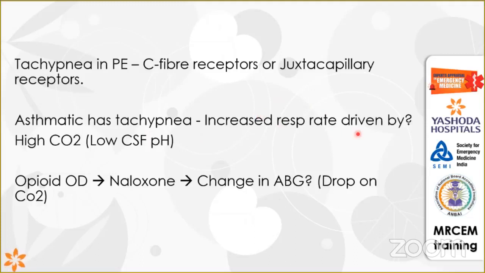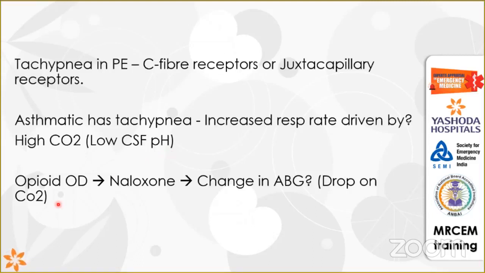Opioid overdose patient. What happens in opioid overdose? There is respiratory depression. So there is a lot of CO2 accumulating in the body. Now you have given naloxone. So the respiratory rate improves. What change will you see in the ABG? When respiratory rate improves, the CO2 will be washed away. So the CO2 will drop.